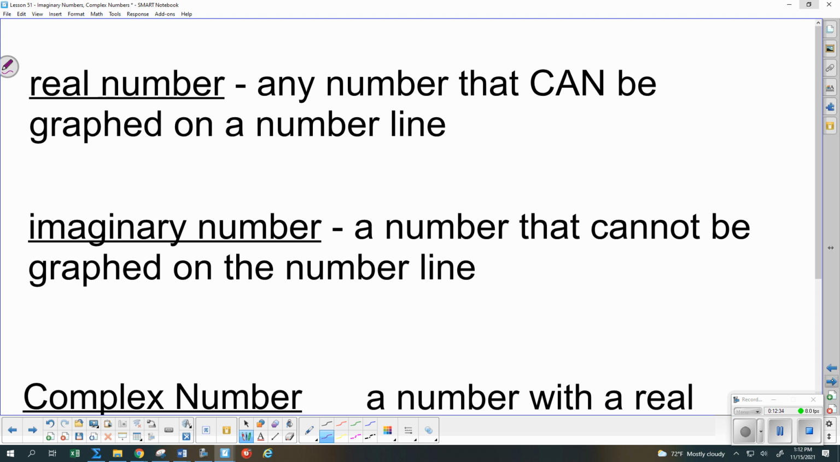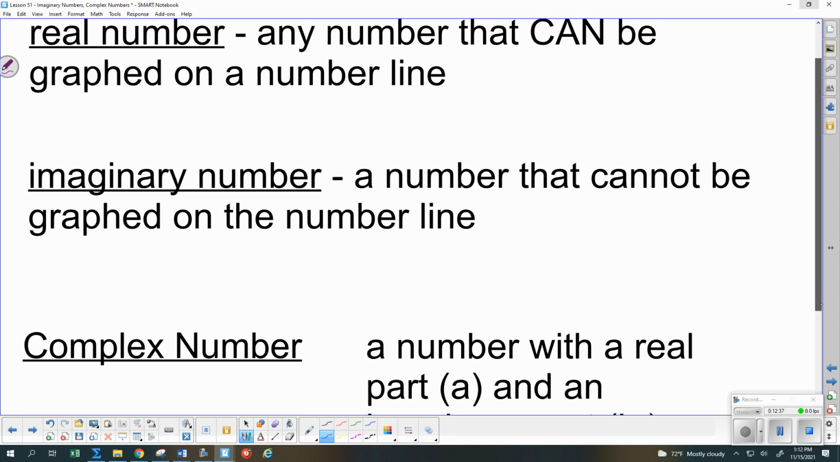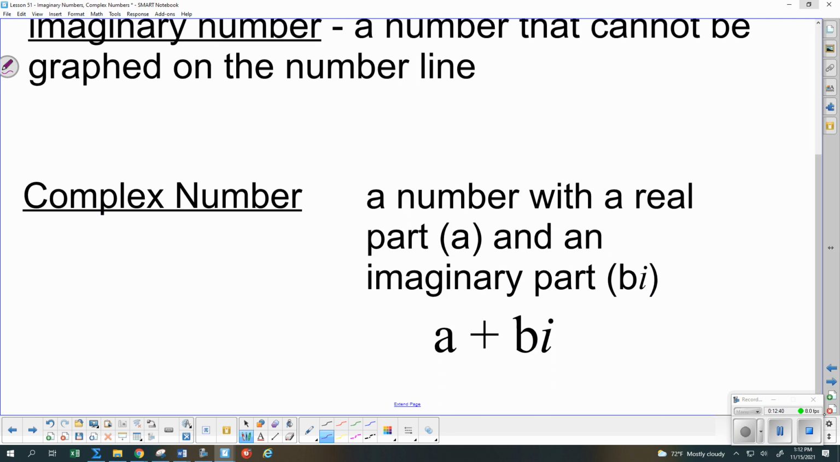Imaginary numbers and complex numbers are very closely related. Imaginary numbers are completely imaginary. Complex numbers have a real part and an imaginary part. The real part must come first. a is just some real number. b is another real number times i. And the imaginary must go last. It is not okay to say 3i minus 7. It's got to be minus 7 plus 3i. The i has to come last.